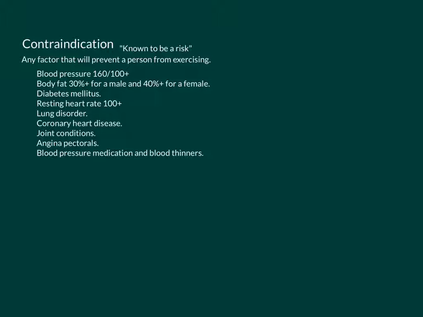Examples of this are blood pressure that is over 160 over 100, body fat that is 30% for men and 40% for women, diabetes, resting heart rate 100 plus, lung disorder, coronary heart disease, joint condition, angiopathies. I can't say these, so you just might have to read the PowerPoint. Blood pressure medication and blood thinner.